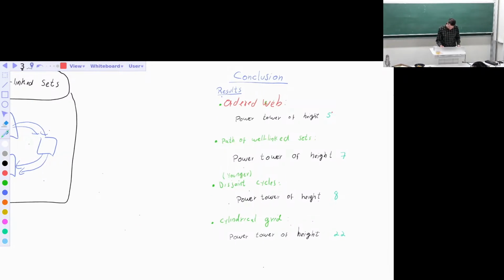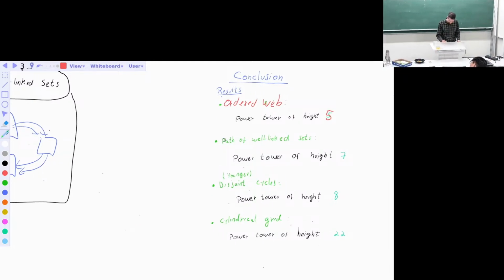With the ordered web, we get a parameter of height 5 for our path of linked sets. We get a parameter of height 7. And we want to go from this to the grid. We pay one more level, so it goes to 8. We can get the disjoint cycles, so that was Younger's conjecture, with a parameter of height 8, and a single grid with a parameter of height 22.